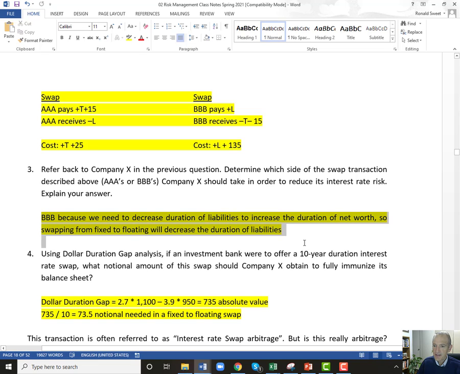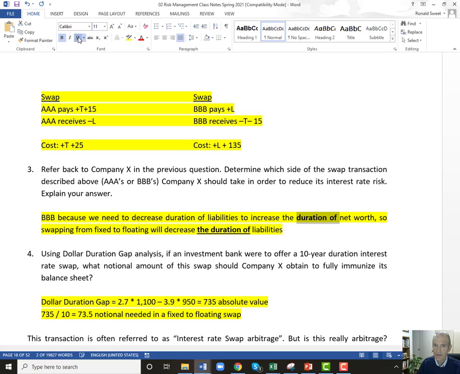So they need to be on the triple B side because they need to increase the duration of net worth. So they need to reduce the duration of liabilities. So swapping from fixed to floating. And remember, these two words are extremely important: the duration of. So many students say they need to decrease their liabilities, but no, they need to decrease the duration of their liabilities. There's more to it than just liabilities. And the same thing, we need to increase the duration of net worth. So we're not increasing net worth, we're increasing the duration of net worth.